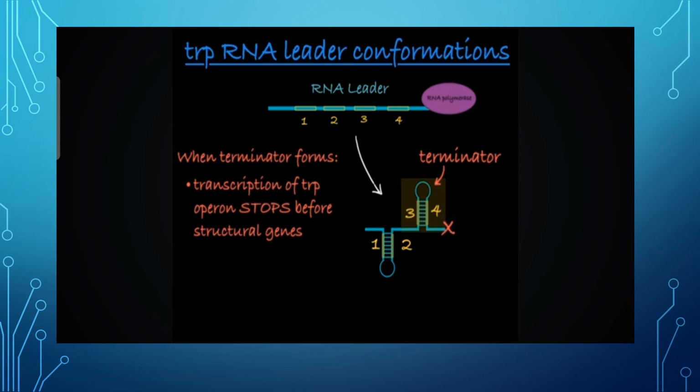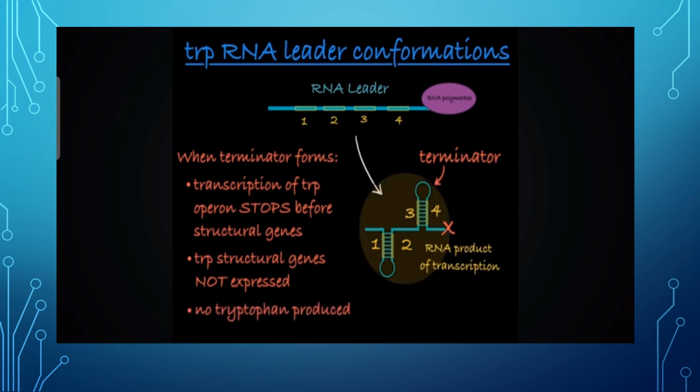If the RNA leader forms this structure, the structural genes are not expressed, meaning the cell will not be able to make tryptophan. So the RNA product of transcription in this case is shortened, attenuated RNA with no structural gene sequence.